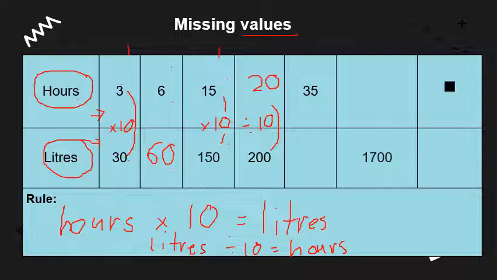Here, 35 times 10 is 350. This situation, again, I'm going to have to do the inverse operation, so I'm going to divide by 10 because I want to find out hours, and I know that liters divided by 10, which is the inverse, gives me hours, so that's 170. Now at the end, I've got this really interesting situation where I've put a square.